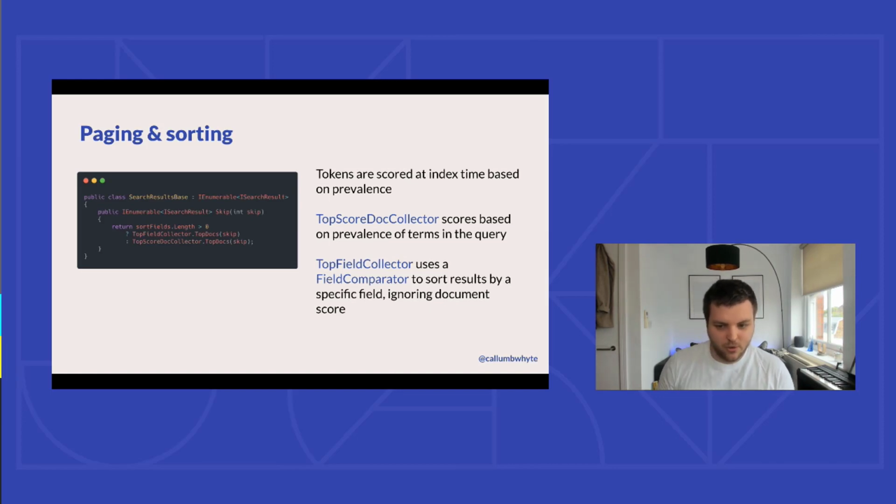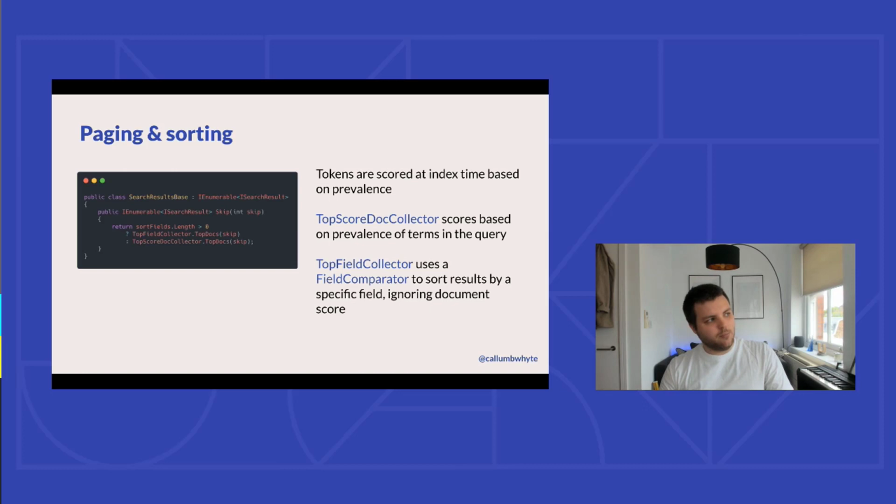The tokens that we discussed before are already sorted and scored when they go into the index based on their prevalence. So if a token appears a lot, it will be given a higher score, and if it appears less, it will be boosted down the results. The TopScoreDocCollector, which is responsible for scoring and rendering the results when you're not doing a filter, will execute the query, and based on the terms in that query, it will boost documents up or down and give you the items back. The TopFieldCollector is used when you're searching and filtering by, and sorting by a field, and it uses the field comparator to sort the results by a specific field, and it completely ignores the document score.